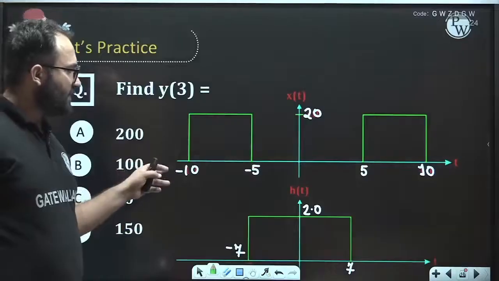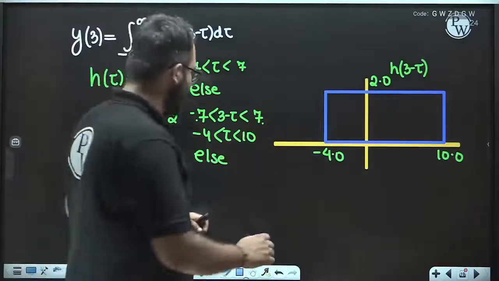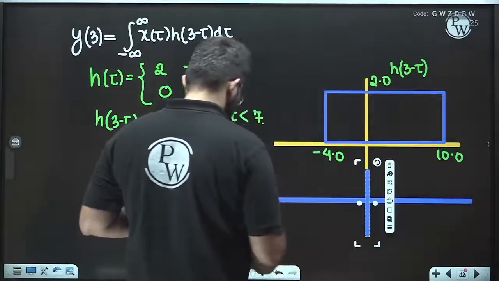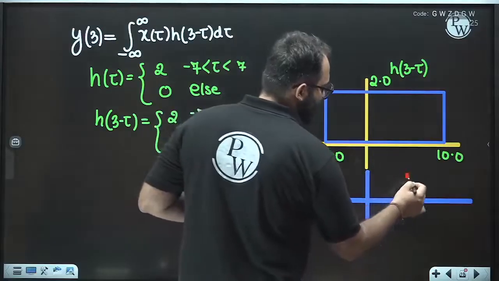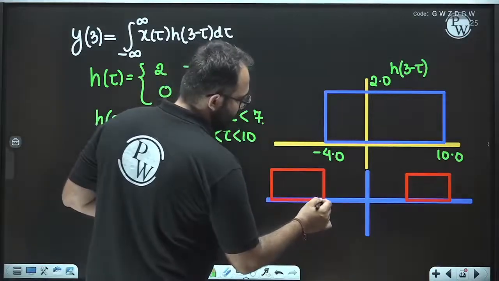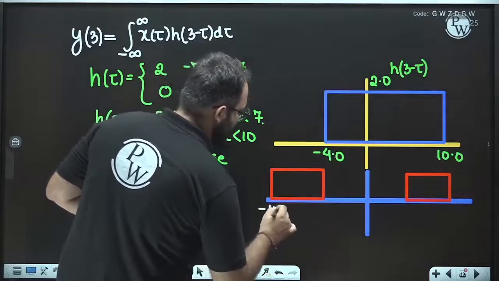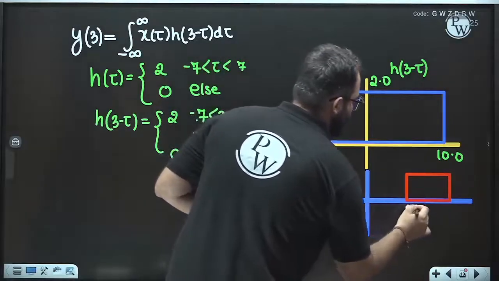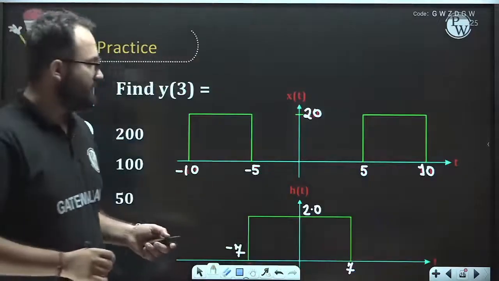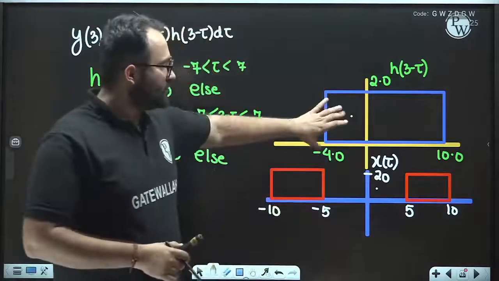Now x of t is from minus 10 to minus 5 and from 5 to 10. If we multiply this with x tau, let me draw x tau here itself. So x tau is from 5 to 10 and from minus 10 to minus 5. What is the height of x tau? The height of x tau is 20.